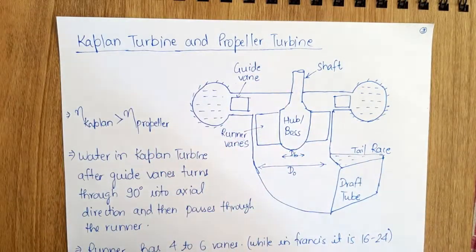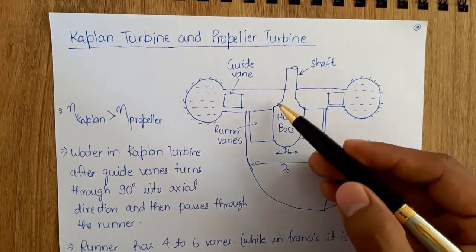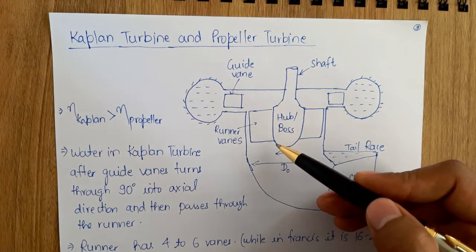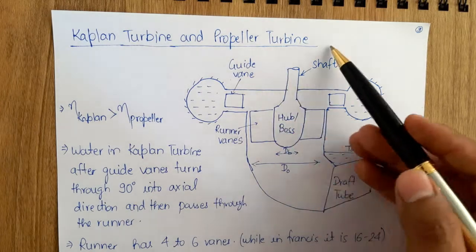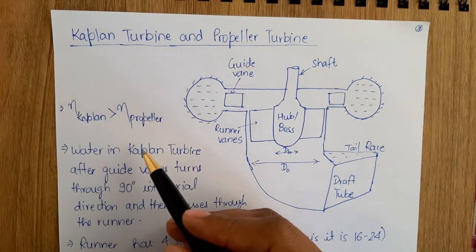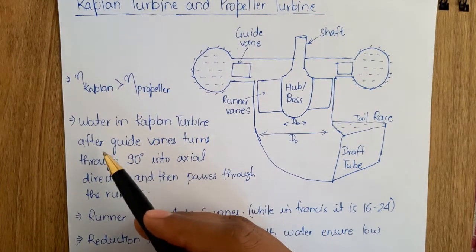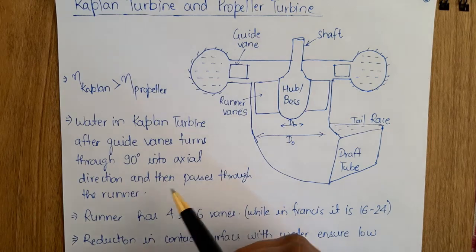Now we have the Kaplan turbine and the propeller turbine. The difference between them is the arrangement of the runner vanes. In the Kaplan turbine, these are adjustable runner vanes, and in the propeller turbine, these are fixed blades. The efficiency of the Kaplan turbine is more than the propeller turbine, and the water in the Kaplan turbine after the guide vanes turns through 90 degrees into the axial direction and then passes through the runner.